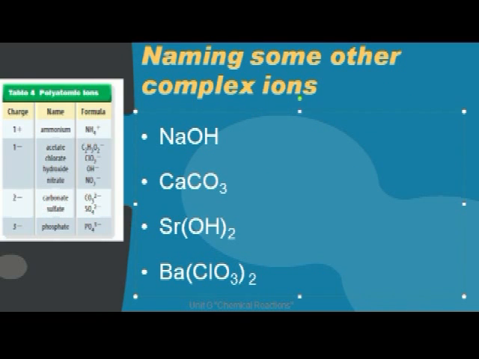Let's look at some more examples. NaOH. First task is to find out what is the positive ion. Sodium is the positive ion. It would have a 1+ oxidation number because it's an alkali metal. Write down the element sodium. And for our second polyatomic ion, we look on our chart, and it's OH. OH stands for hydroxide. It has a -1 oxidation number. So it's sodium hydroxide.